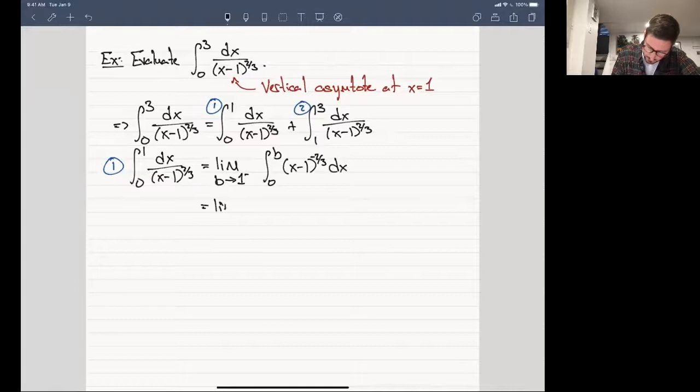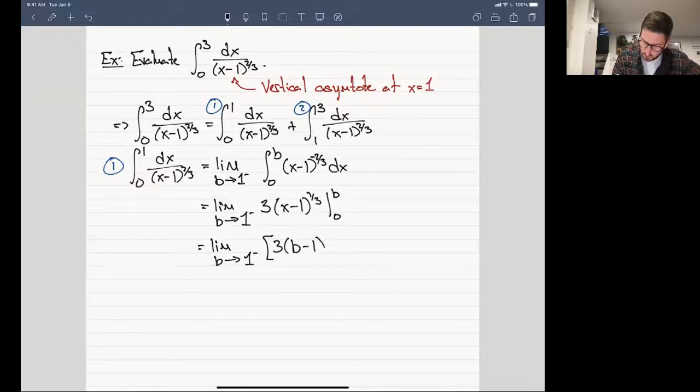And so I get the limit as b goes to 1 from the left of 3(x minus 1) to the 1/3 running from 0 to b. So in this case, what you get is the limit as b goes to 1 from the left of 3(b minus 1) to the 1/3 plus 3. And if you just plug b equal to 1 into this, the whole first term disappears and I get the nice finite value of 3.